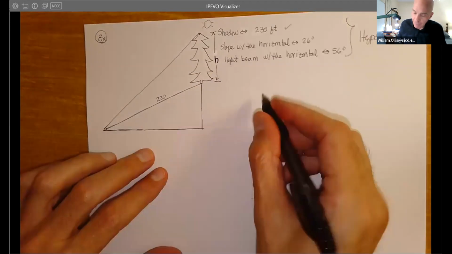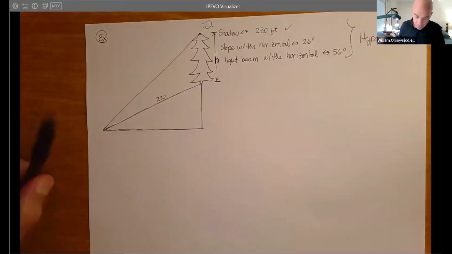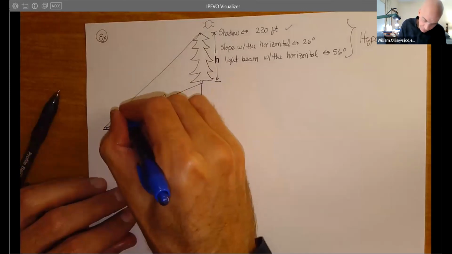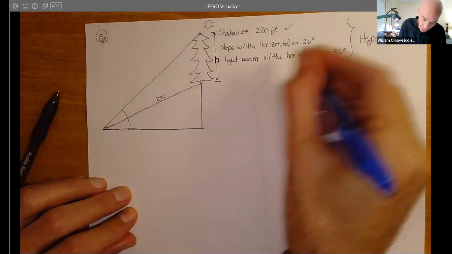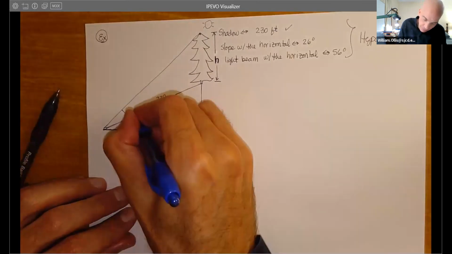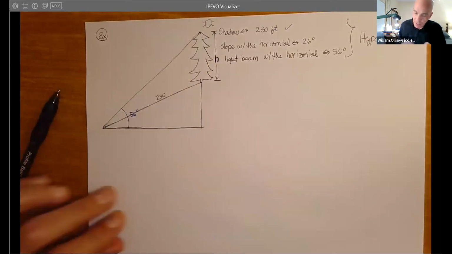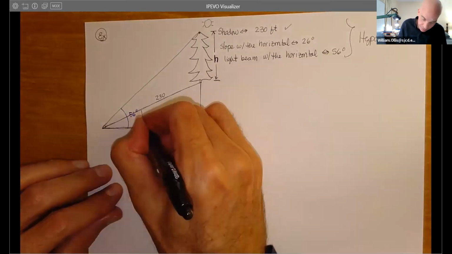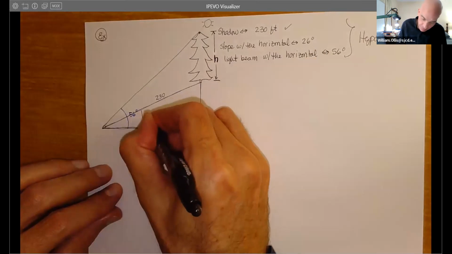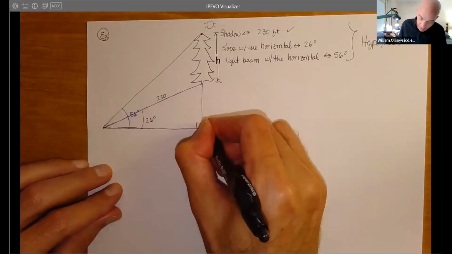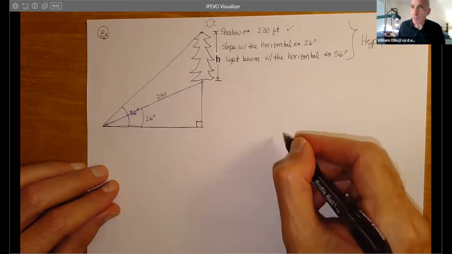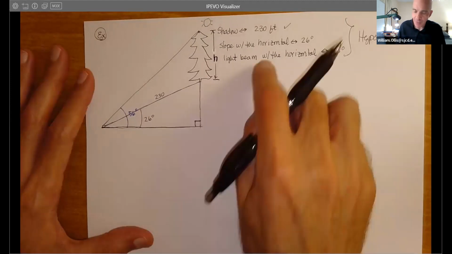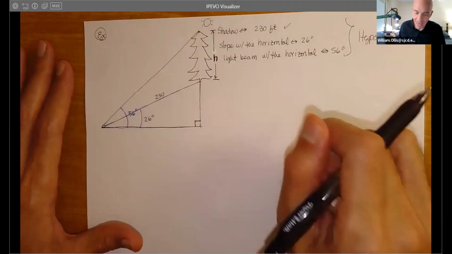And then the light beam with the horizontal, we'll just put this right here, is 56 degrees. And then the slope of the mountain with the horizontal is 26 degrees. So we can solve the problem with a right triangle. So that's the picture that's given in WebAssign, but I want to try to make it a little bit more realizable.